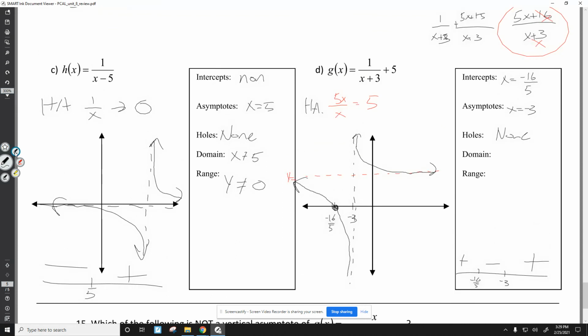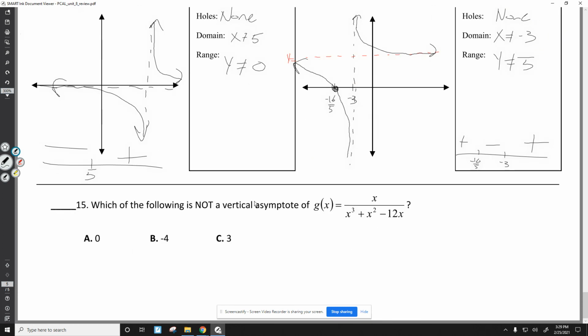Domain, all x's except for negative 3. Range, all y's except for 5, we never really touch 5. We don't go through 5, we just approach 5. What is not a vertical asymptote? 0 is not a vertical asymptote. Actually, no, 0 is. 0 is a hole. Yeah. x squared plus x minus 12, x is not a vertical asymptote. It's a hole. Sweet, we did it. See you out there.